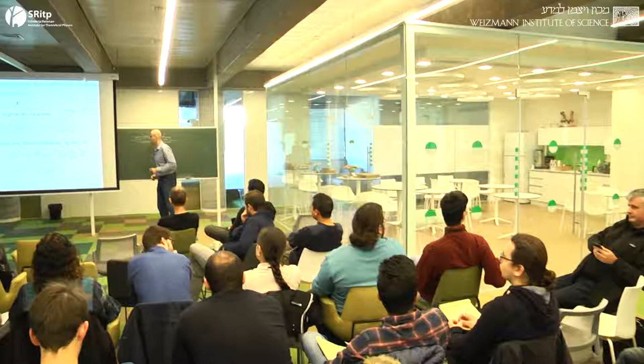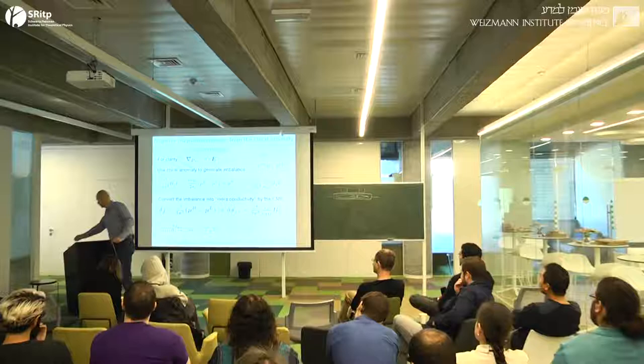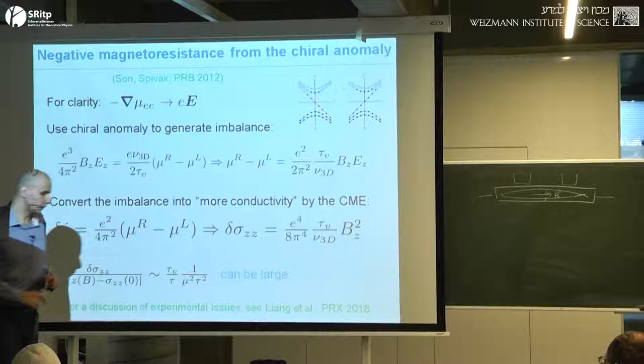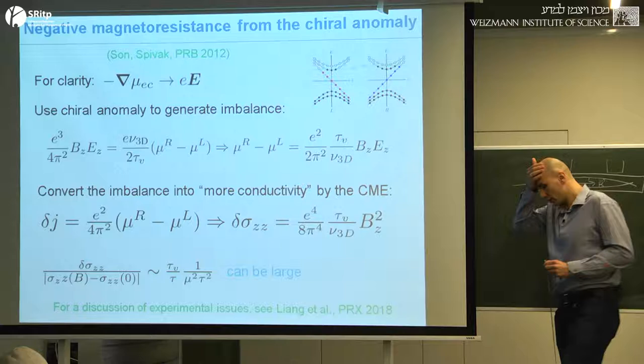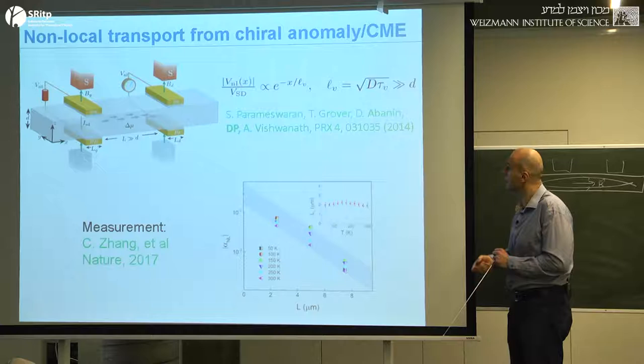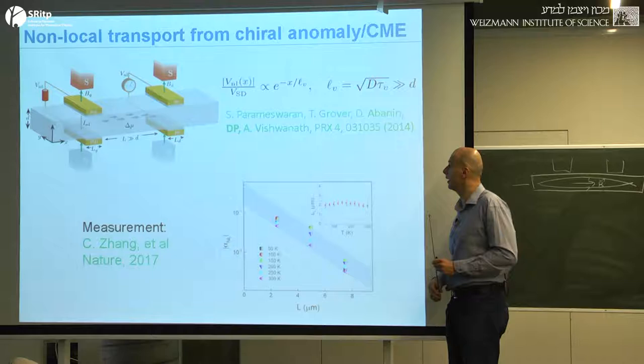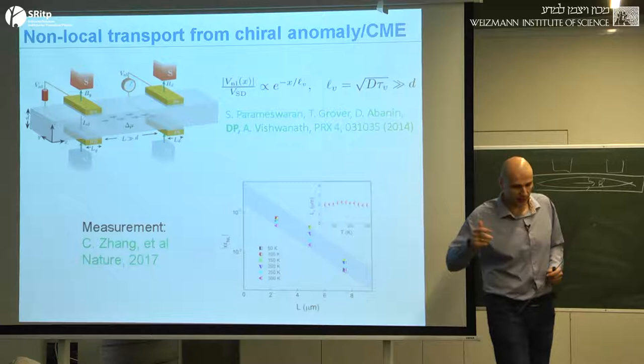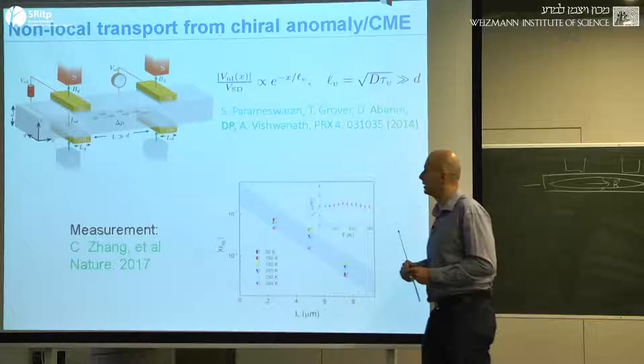So, yes, that's what I wanted to do. So another effect that can be used to measure these chiral anomaly, chiral magnetic effect phenomena was suggested by myself and Sid Parameswaran, Tarun Grover, Dima Pesin, and Ashvin Vishwanath. And this setup essentially used the inverse nature of the chiral magnetic effect, chiral anomaly, that I described. So I will not go into any kind of detail here, but just give you the physical idea.